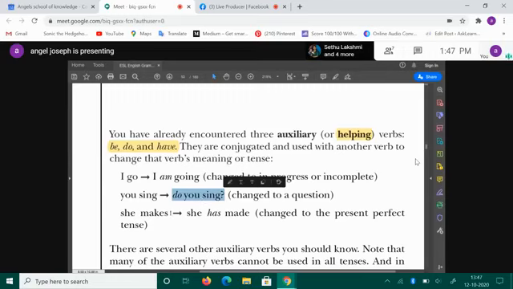Okay, similarly here, next, she makes. We have used the word has to change this into a perfect tense or present perfect. She makes changed into a present perfect. So if somebody asks you, what are these auxiliary verbs? Auxiliary verbs are words which help you change the meaning or the tense of a sentence or a clause.